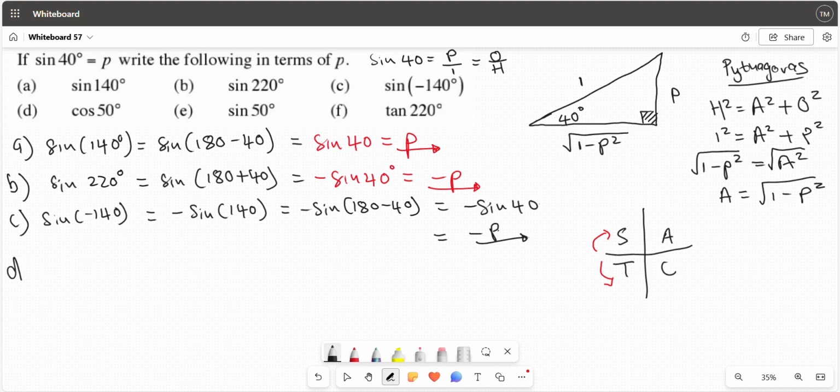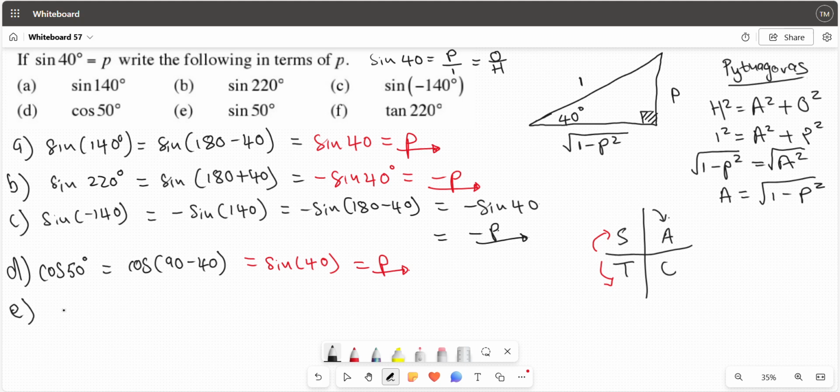And then D, we have cos 50 degrees. Once I see cos, I'm thinking there are going to be some co-functions that need to come in. So I'm going to do cos of 90 minus 40. Which quadrant does 90 minus 40 put us in? This quadrant there. Remember, if it's cos, it changes into a sine. But since they're all positive there, this ends up being a positive sine 40 degrees, and this is just equal to P. And there we go. I hope you're seeing how these are working.